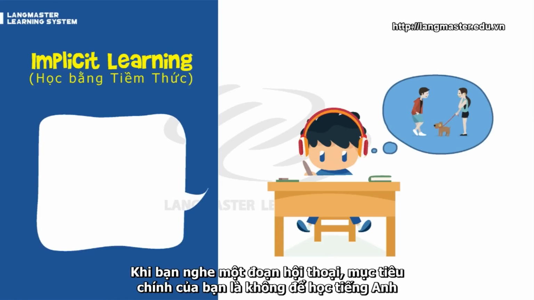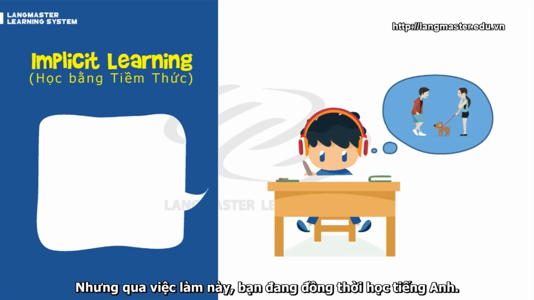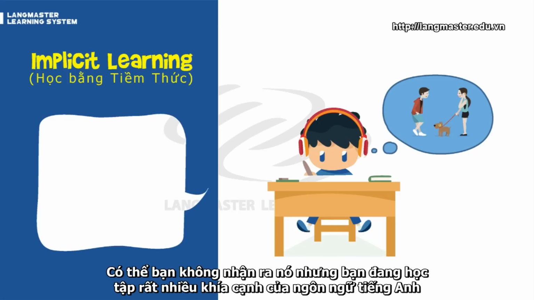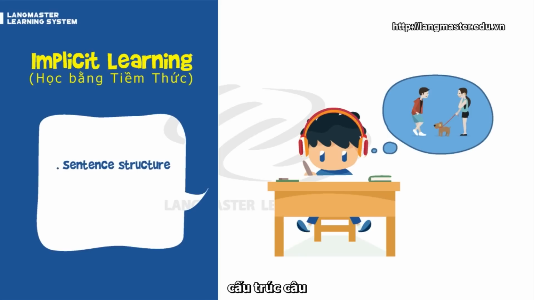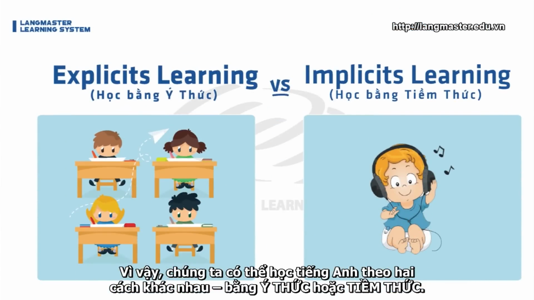When you listen to a conversation, your main goal is not to learn English, but to understand the conversation. But by doing this activity, you're simultaneously learning English. You may not realize it, but you're learning many aspects of the English language: the sentence structure, the grammar, the vocabulary, and so on. So we can learn English in 2 different ways, either explicitly or implicitly.